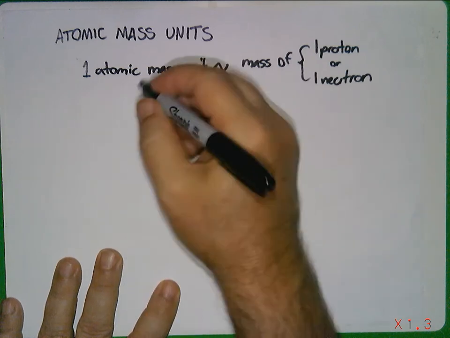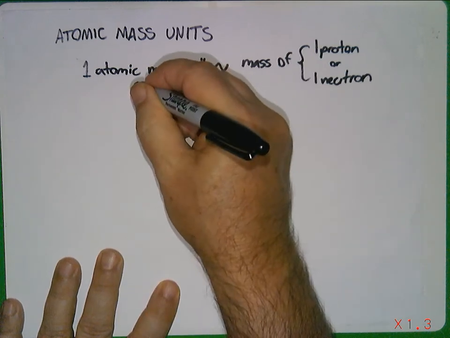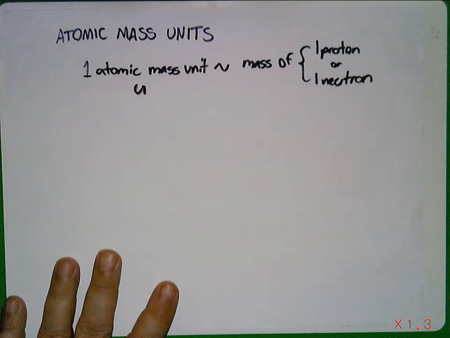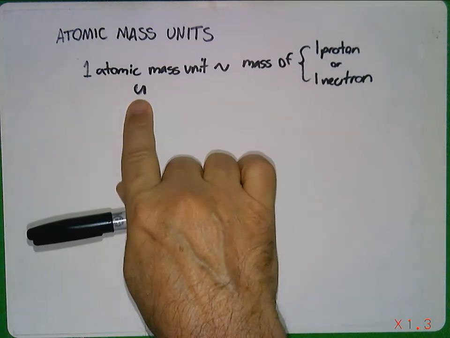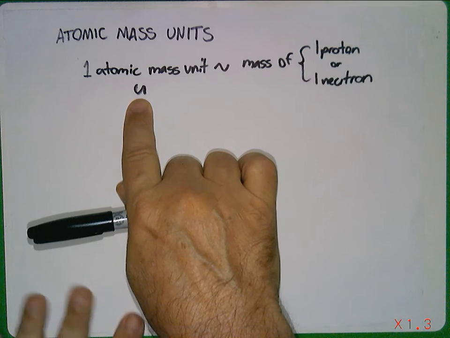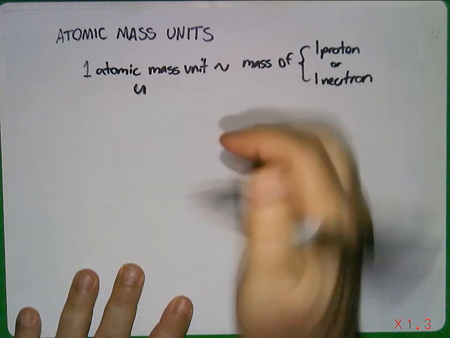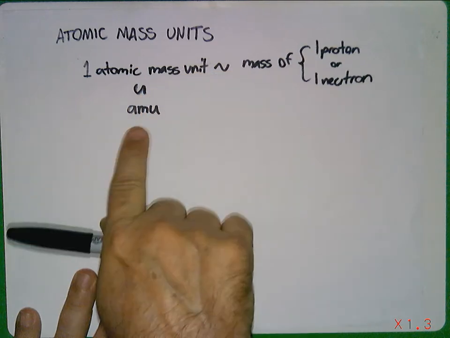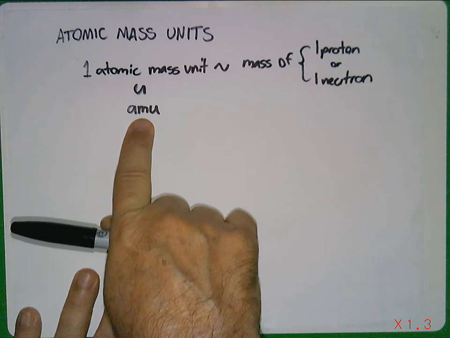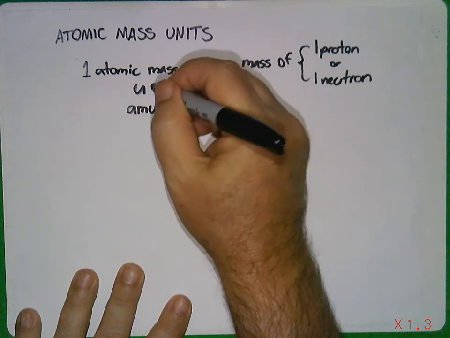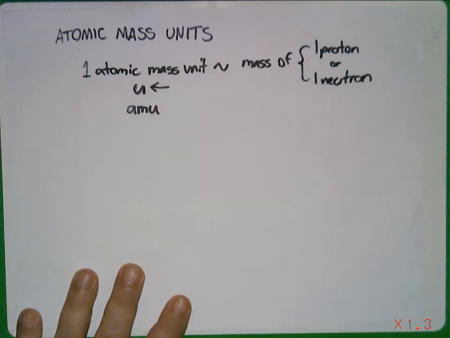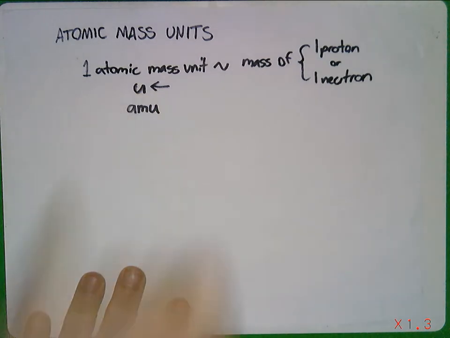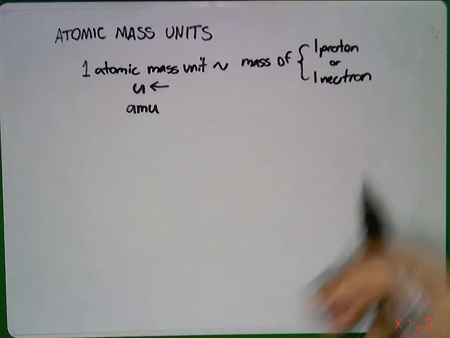Now, this has some abbreviations. U is the officially defined abbreviation for atomic mass unit, and this is what you see in most technical papers now and most textbooks. Your textbook uses the older abbreviation, which you do occasionally see. It's AMU for atomic mass unit, but this is the better one. So you should try to always use that symbol for the atomic mass unit. That is the official SI abbreviation for atomic mass units.